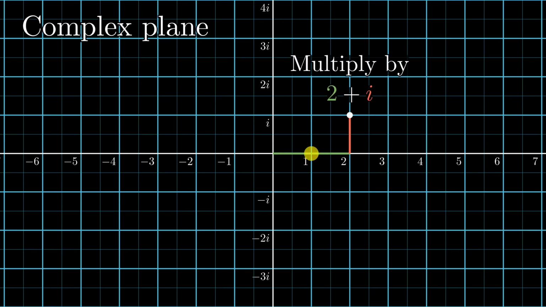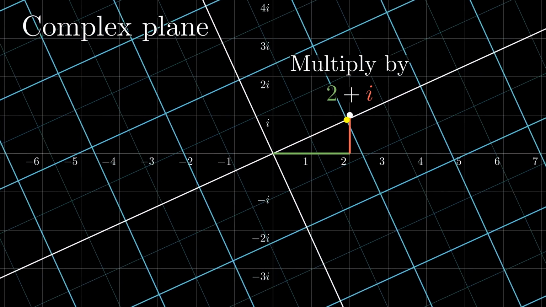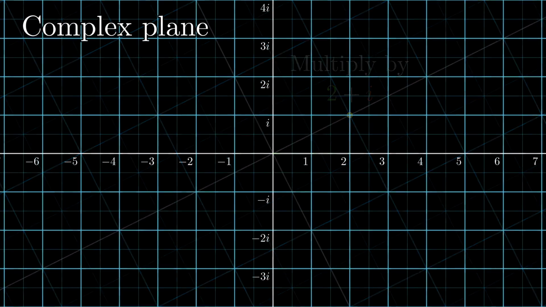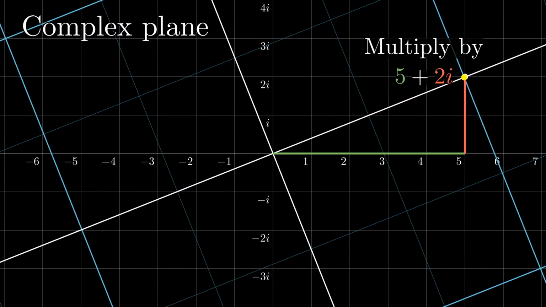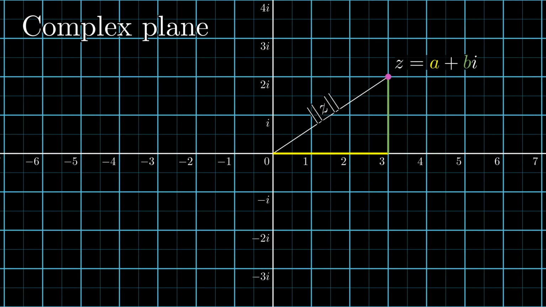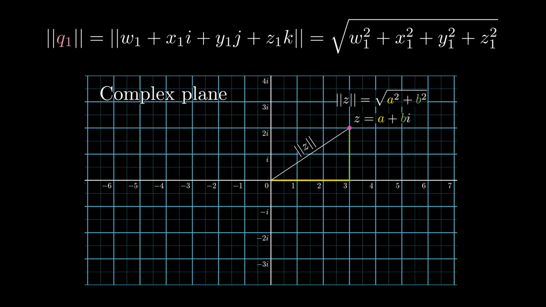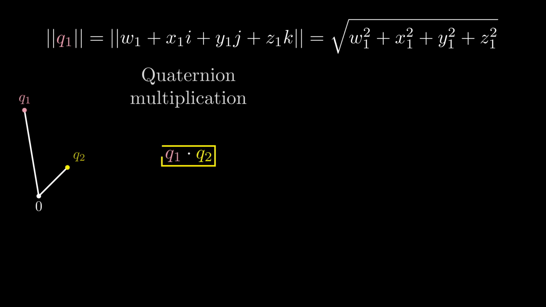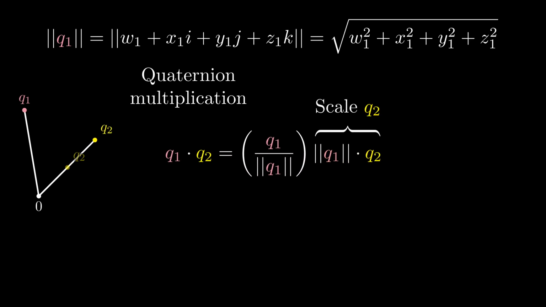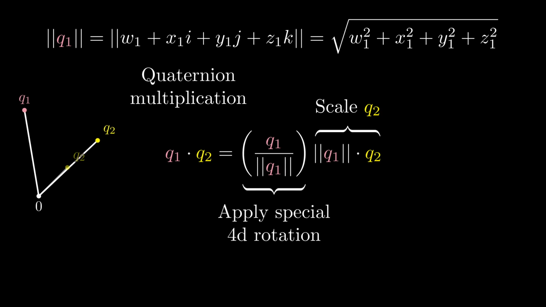But just as a deeper understanding for complex multiplication comes from understanding its geometry, that multiplying by a complex number involves a combination of scaling and rotating, you and I are here for the 4-dimensional geometry of quaternion multiplication. And just as the magnitude of a complex number, its distance from 0, is the square root of the sum of the squares of its components, that same operation gives you the magnitude of a quaternion. And multiplying one quaternion, q1, by another, q2, has the effect of scaling q2 by the magnitude of q1, followed by a very special type of rotation in 4 dimensions.